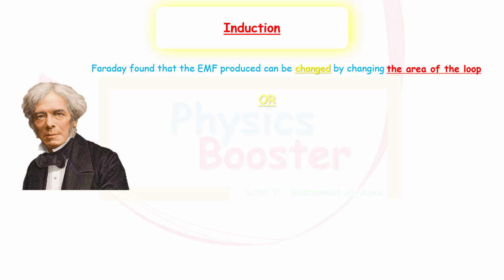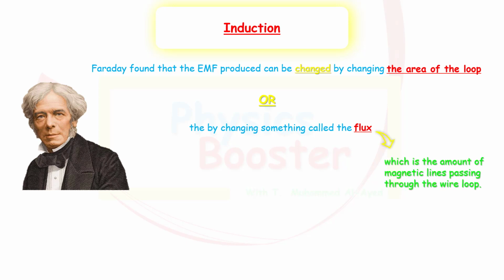But we must understand a term he invented. It was called the flux. So if you are able to change the flux, you are able to make electricity. Again, if you are changing the flux, you are changing electricity. But what is flux? Flux is simply the amount of magnetic lines passing through the wire loop.